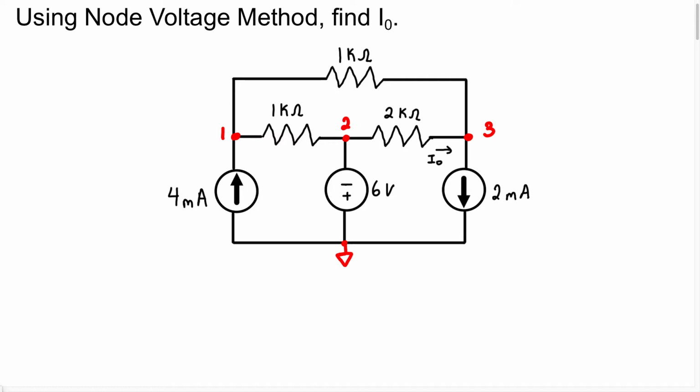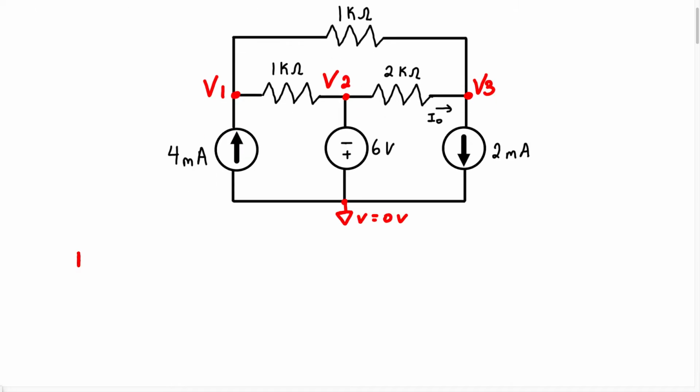Now we know we're going to be using the node voltage method, so we want the voltage at each node. So I'm just going to write V at each node, which is going to stand for the voltage. Now we know the ground node or the reference node has a voltage of 0 volts, right? So let's continue. Now what we want to do is write the node voltage equations at each node. I'm going to start at node 1, which is this node right here.